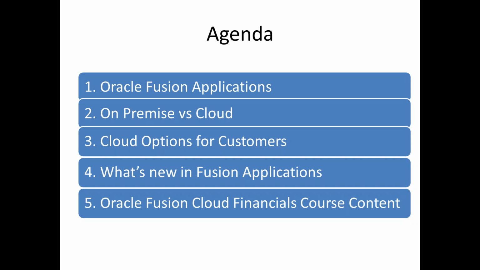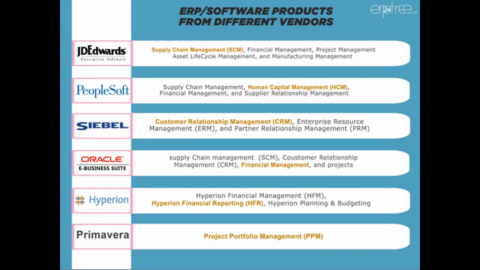First, we'll see what it means by Fusion applications. When you talk about Fusion applications, we have to understand a few points. Along with Oracle E-Business Suite, we have many other ERP products in the market. I have taken a few ERP product names here: JD Edwards, PeopleSoft, Siebel, and Oracle E-Business Suite. Hyperion and Primavera are not ERP products. Those are enterprise solutions where Hyperion can be used for budgeting and reporting processes.